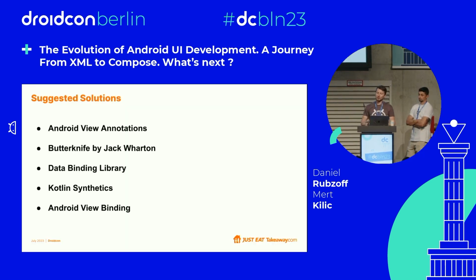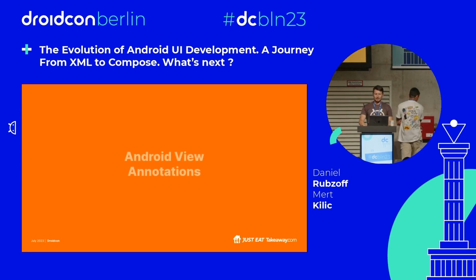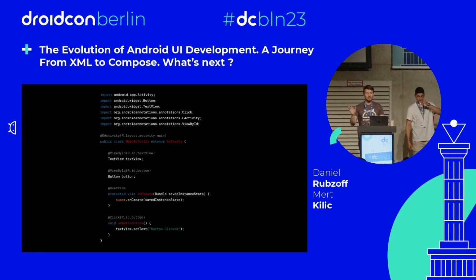Now, let's take a closer look at the most popular solutions. Actually, many different libraries try to simplify the findViewById usage with different methods, but we will focus today only on those, because they're the most popular. First, let's start with Android view annotations. The Android Annotations library was introduced in 2011, and it provides UI annotations to simplify the development and to reduce the boilerplate code. So here is an example.